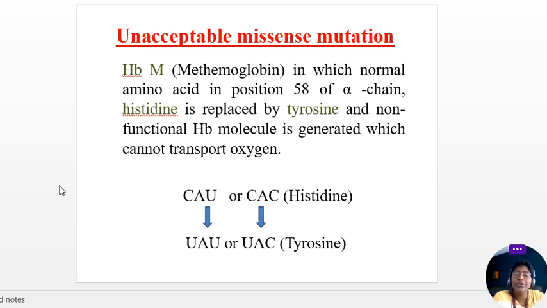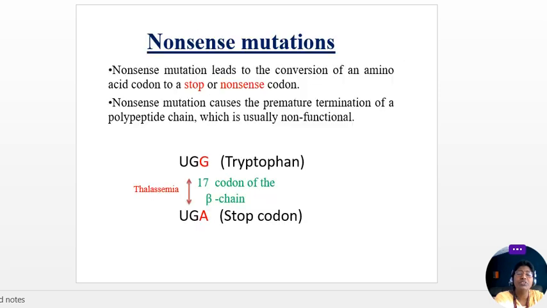During mutation, the codon which is responsible for that histidine is CAU or CAC in the 58th position. When the first base, cytosine, is replaced by uracil, it produces UAU or UAC, which produces tyrosine. So in the place of histidine, the tyrosine amino acid is substituted, which produces the methemoglobin. That is a non-functional protein which cannot transport oxygen. It is a very dangerous one. So this is called unacceptable missense mutation.